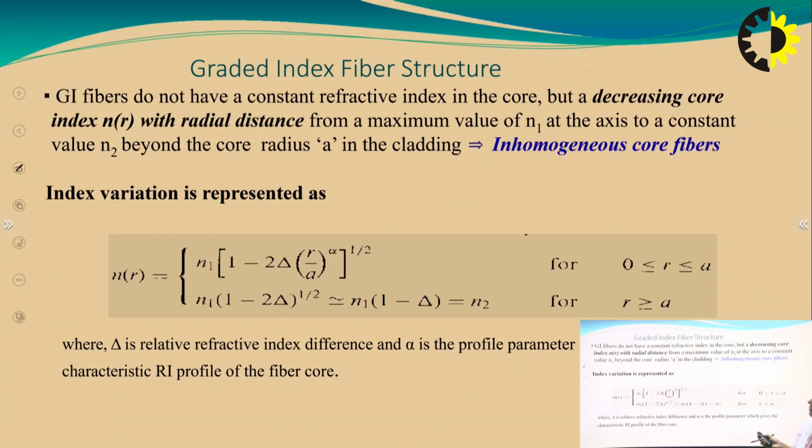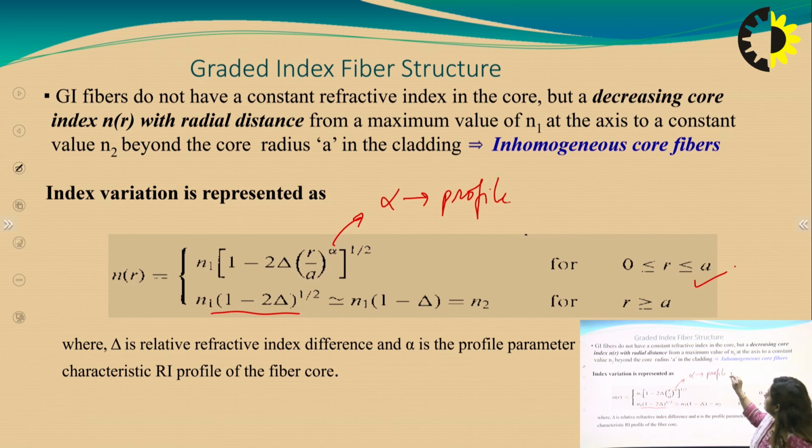For the graded index fiber, we have the index variation: n(r) is equivalent to N1 times 1 minus 2 delta (r by a) to the power alpha, to the power 1 by 2, for r greater than or equal to 0 and less than or equal to a, and n(r) is equivalent to N2, or N1 times 1 minus 2 delta to the power 1 by 2, for r greater than or equal to a. So it has a parabolic refractive index profile. The core index is maximum at the center and then gradually decreases due to this parameter, alpha, which is the profile parameter.